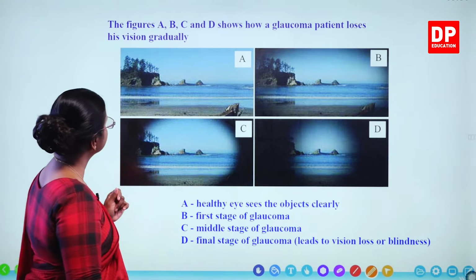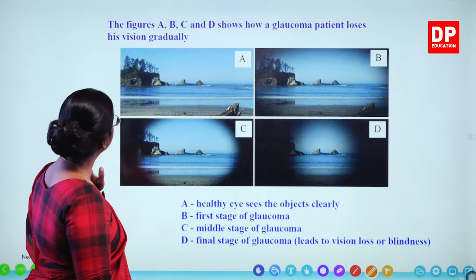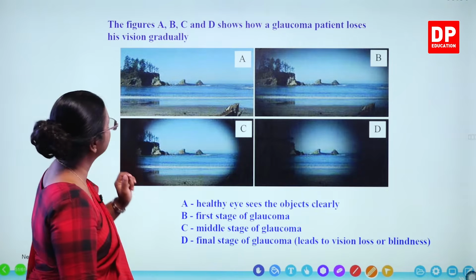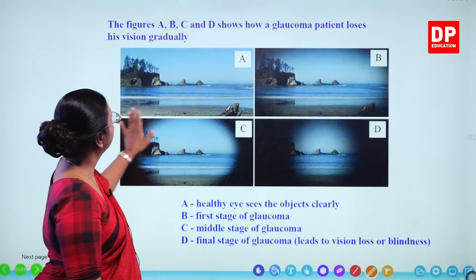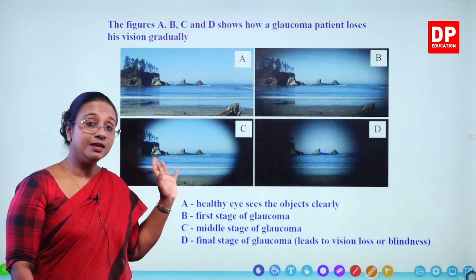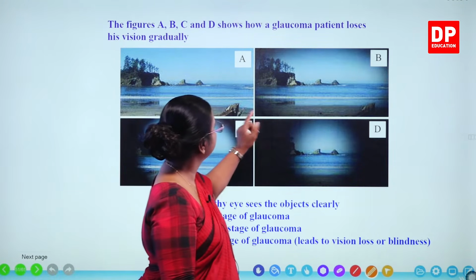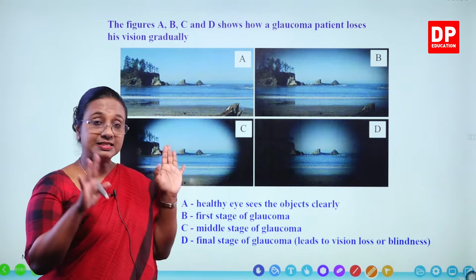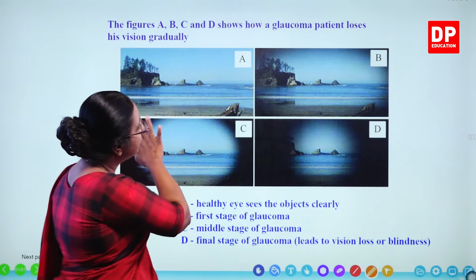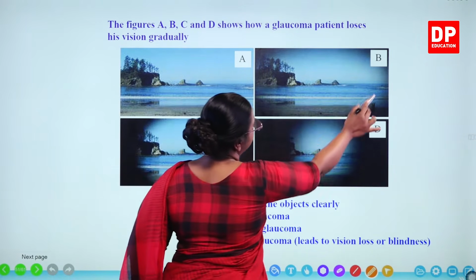I will move on to this slide where we have 4 pictures again. Now, if you look at figure A, the figures A, B, C and D show how a glaucoma patient loses his vision gradually. Look at figure A. Now, that is a normal healthy person, how he sees the scenery. So, there it's very clear. But look at B. Now, this has become a little bit darker. A person with the initial stage of glaucoma sees it a little darker, and especially this region you can see is more dark. And this part is somewhat clear.